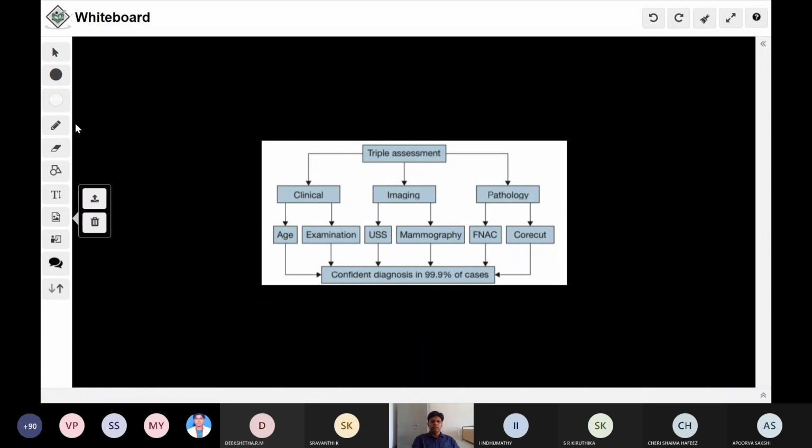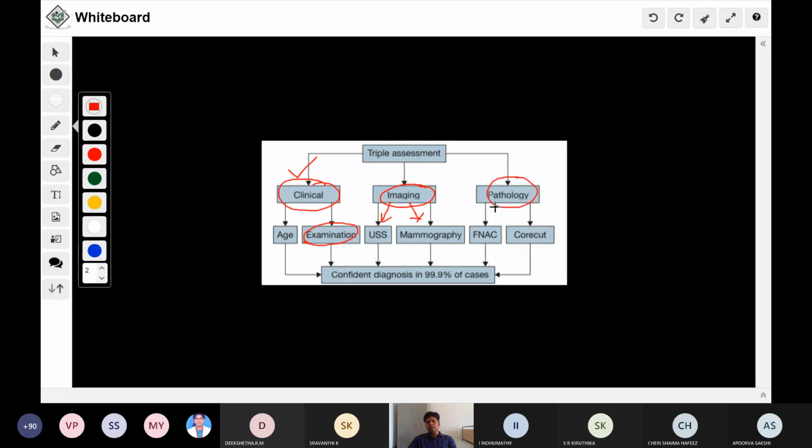You all know this, which is the triple assessment. First is the clinical aspect, that is the examination: the age of the patient, history taking, examination, all of which we do routinely. The next one is imaging, a radiological investigation, where two investigations are used: ultrasound and mammography. And the next is the pathological aspect, that is FNAC or core cut needle biopsy.